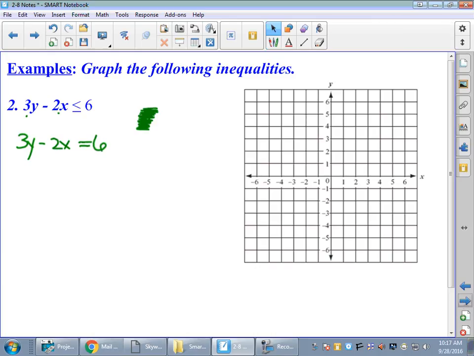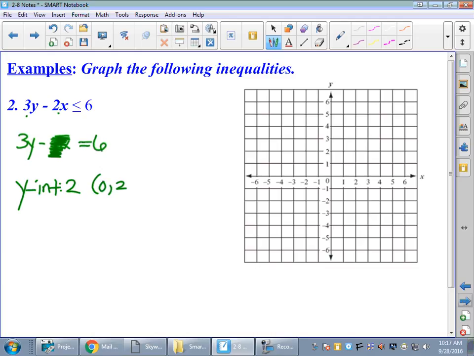And if I plug 0 in for x, that goes away, and I have the equation 3y equals 6. So my y-intercept, when you plug 0 in for x, is 2, or we can write that as 0, 2. So I'm going to go over to my graph and plot 0, 2. If I plug 0 in for y, my 3y will disappear, and I have to solve the little equation, negative 2x is equal to 6.